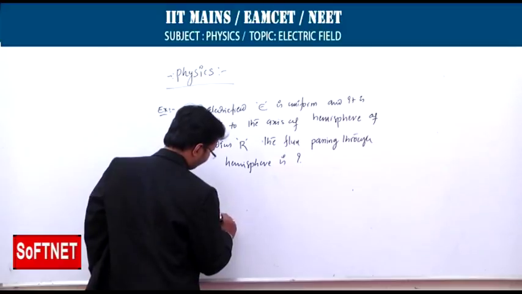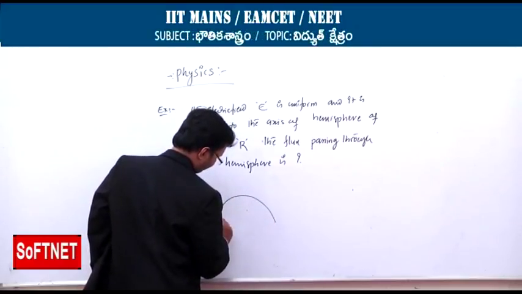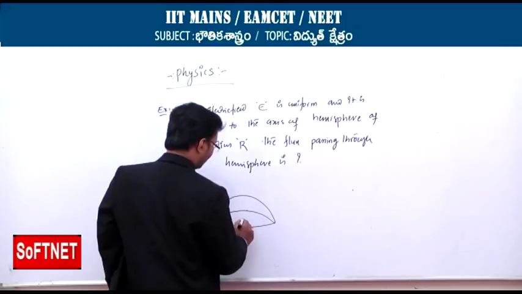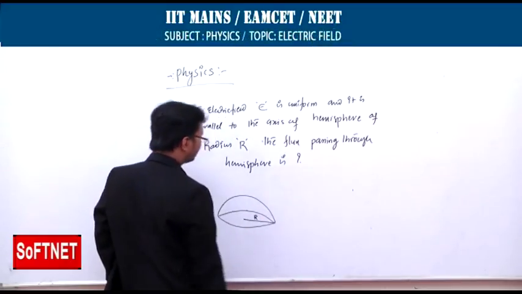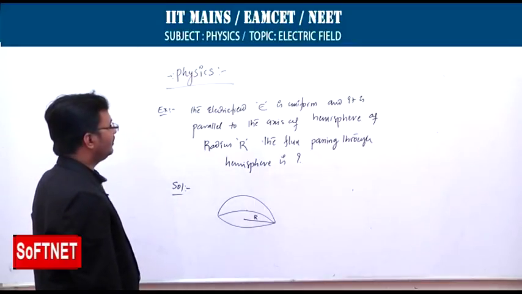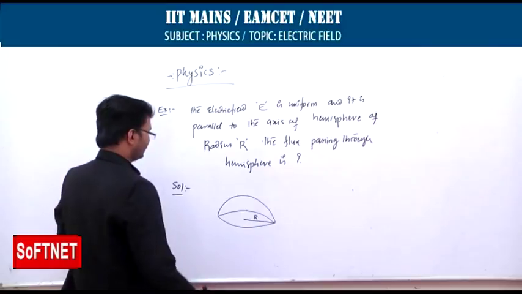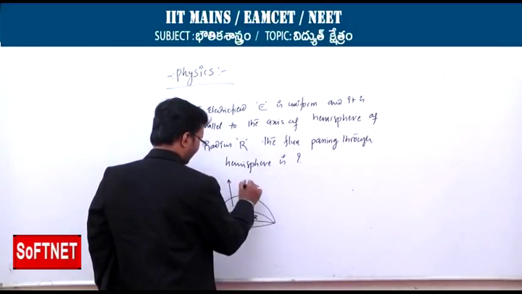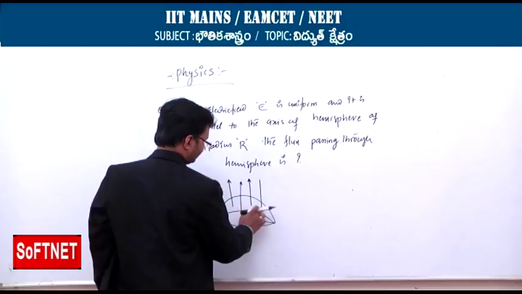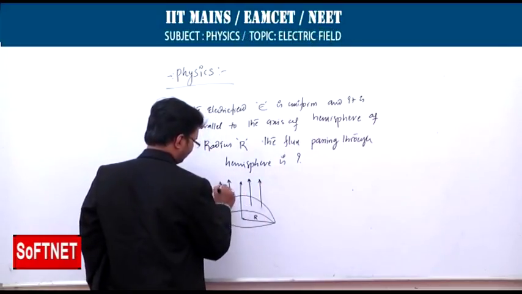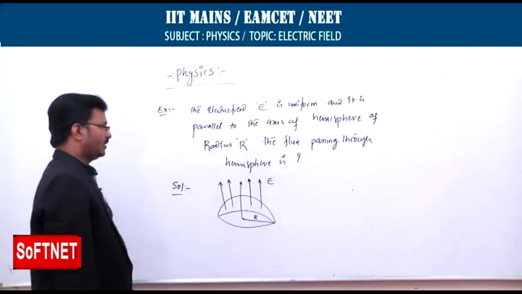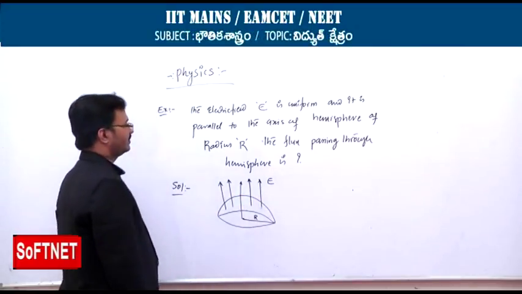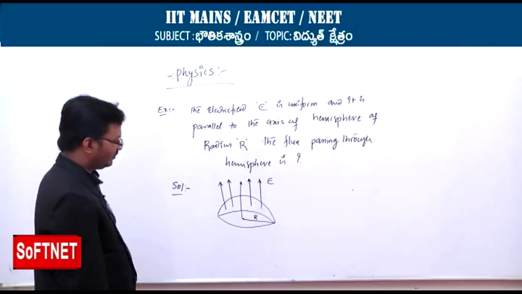This is a hemisphere. What is its radius? Capital R. What are they giving? The electric field is uniform and is parallel to the axis of the hemisphere. This is the axis of the hemisphere, and this is the electric field. Clear? The electric field is parallel to the axis of the hemisphere. Now, we need to find the flux passing through the hemisphere.